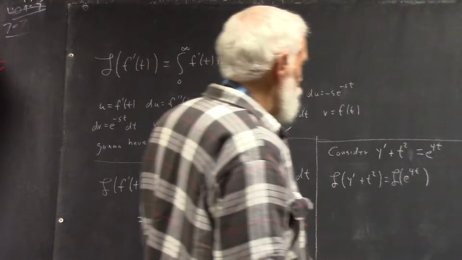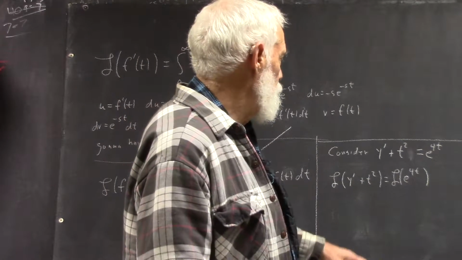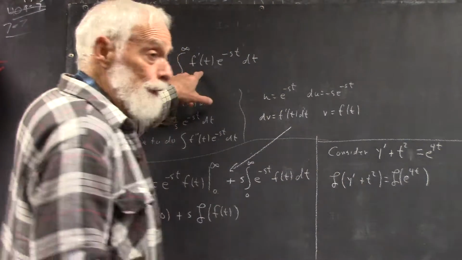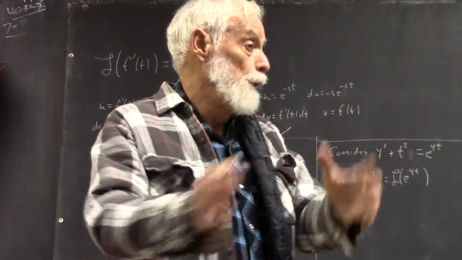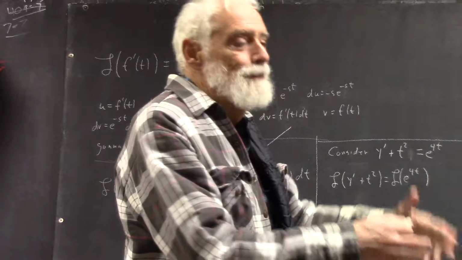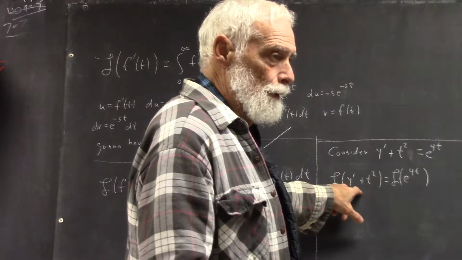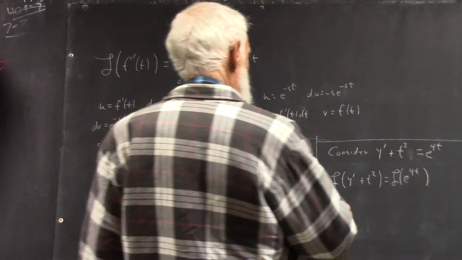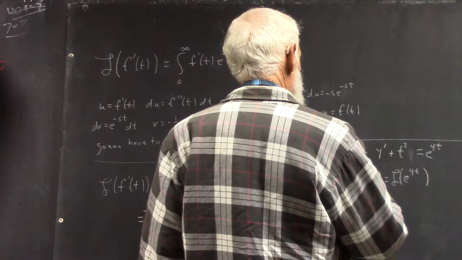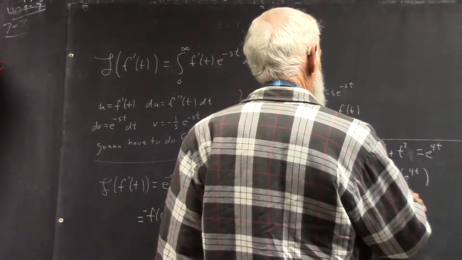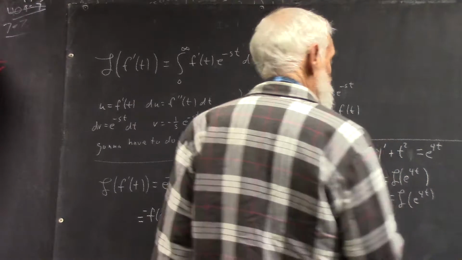Okay, now Laplace transform is a linear operator. You understand that if I put the sum of two functions in here, in the definition of the Laplace transform, it is going to break into two integrals. The first function integrated, the second function integrated. So it's very plausible and should be fairly obvious that this is going to be the Laplace transform of y prime plus the Laplace transform of t squared equals the Laplace transform of e to the 4t. Okay?